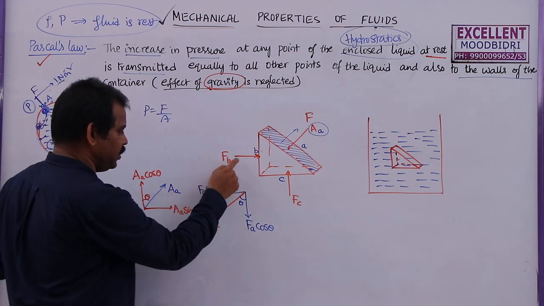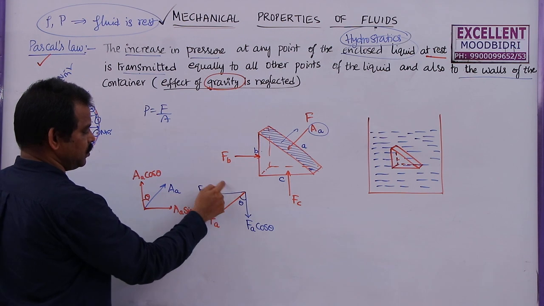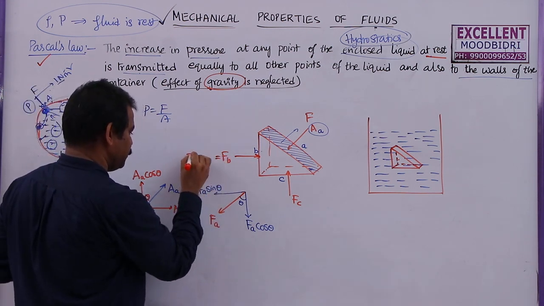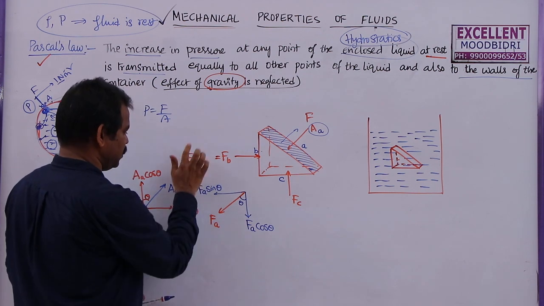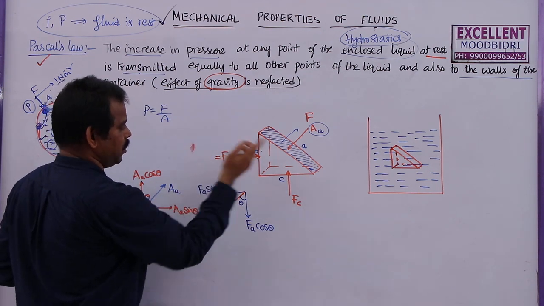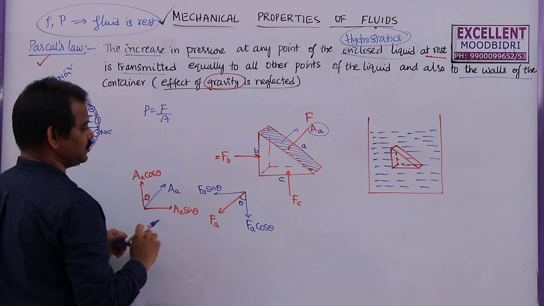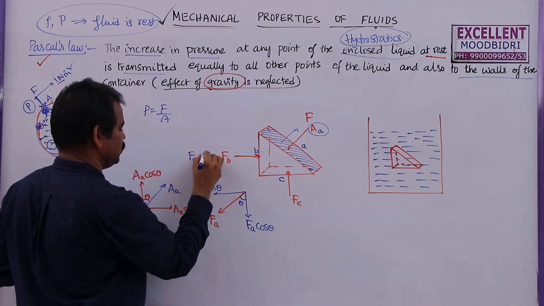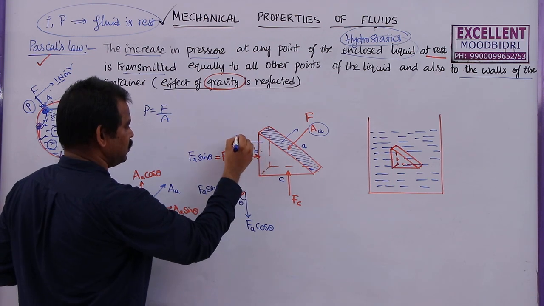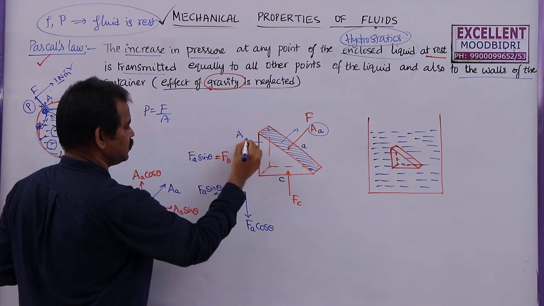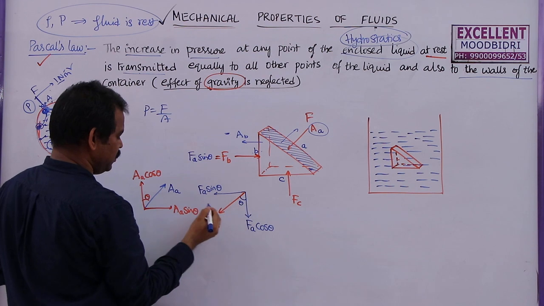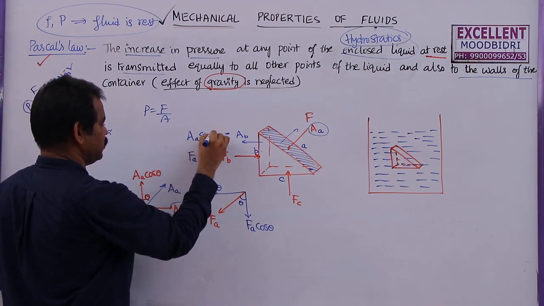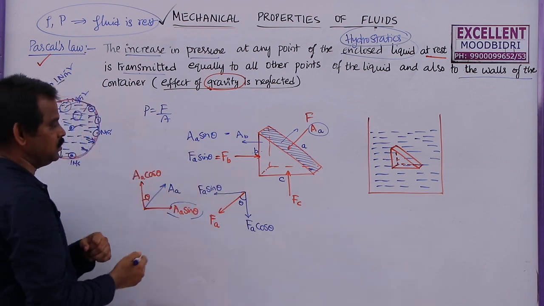So what is FB now? FB is the force which is equal and opposite to this one. So in place of FB you can write FA sin theta, same force. It is acting along the x-axis, and this is acting along the negative x-axis, these two forces equal and opposite. If the area vector is A and this side is B, AB is this one, which is equal to AA sin theta. Both are equal and opposite.